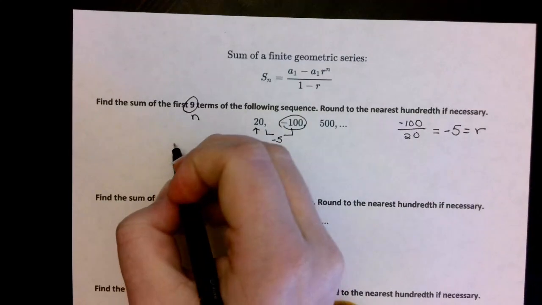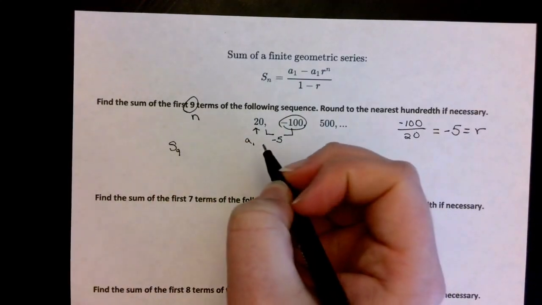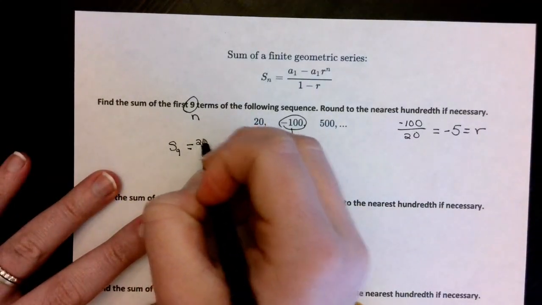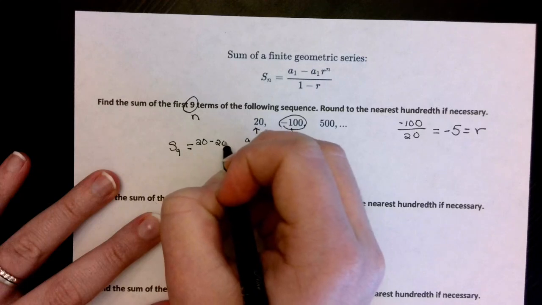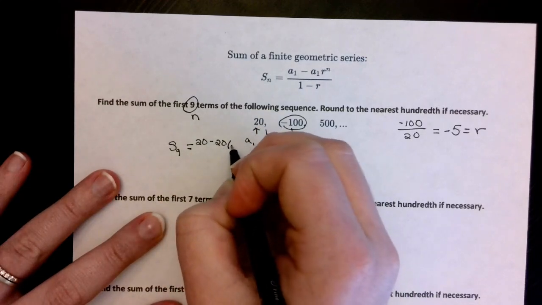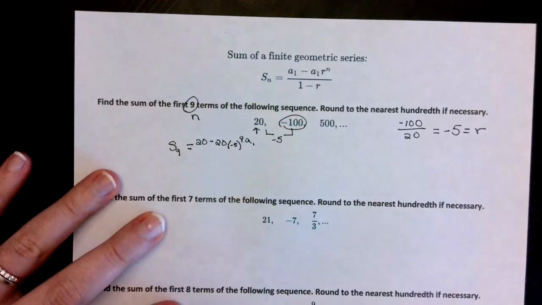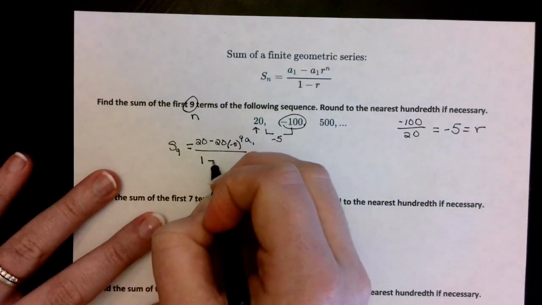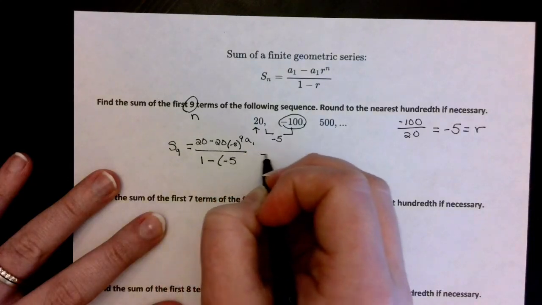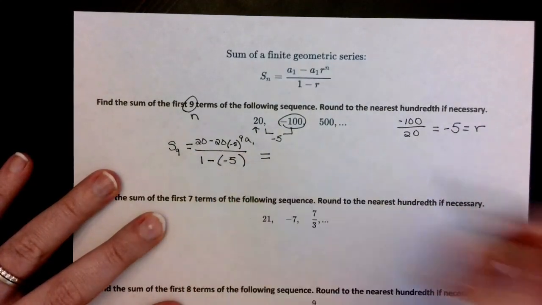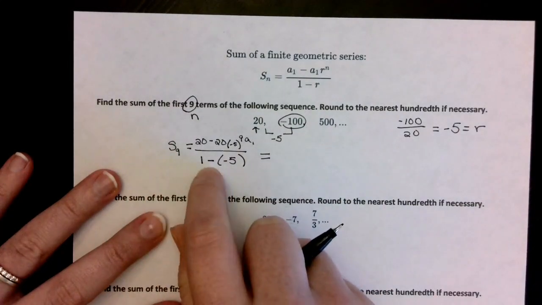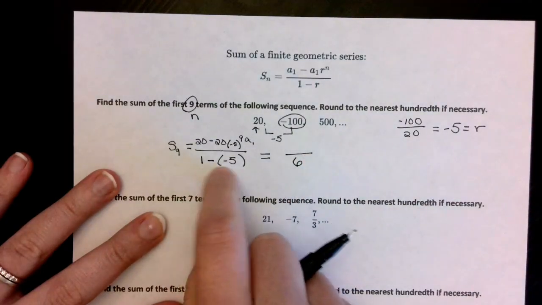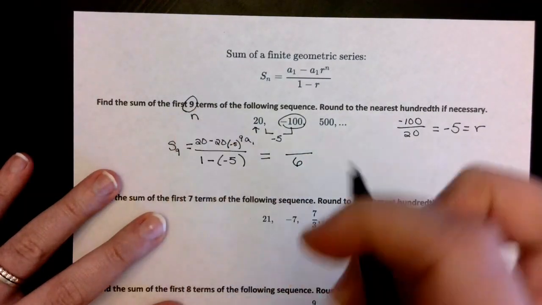Now I have enough information to plug it in. S of my 9 terms, so sum of my first 9 terms, is my first term, which is 20, minus 20 times the rate of negative 5, all to the 9th power. And I need to divide that by 1 minus my rate of negative 5. Okay, so the first thing I want to do is clean up the bottom. What's 1 minus a negative 5? That gives me 6. That's the most important part to clean up first, and then everything else will just work.